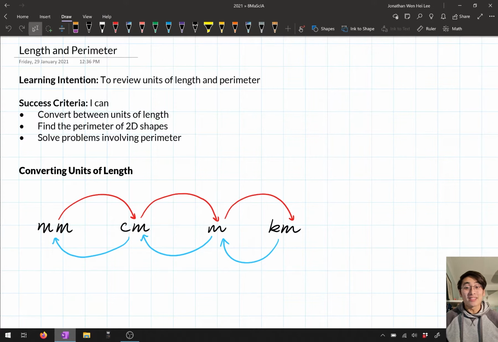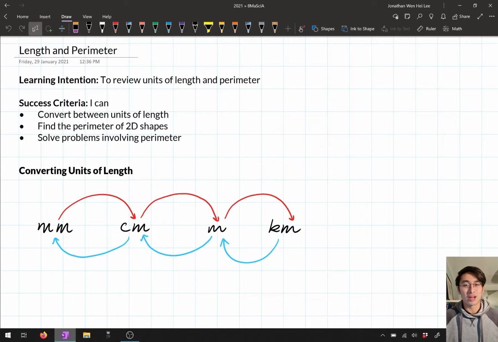Hello year 8s and welcome back to mathematics. In today's lesson we're actually starting our next topic. Now this topic was originally planned for when we were going back to school, and what we were going to do was work towards making a plan for the garden plot that's behind J block.